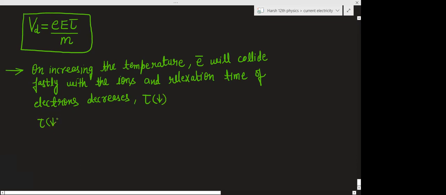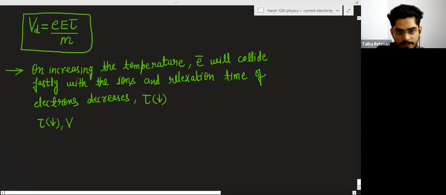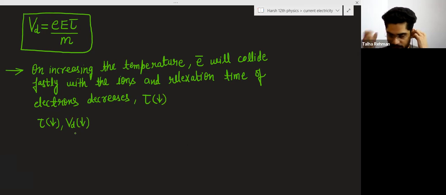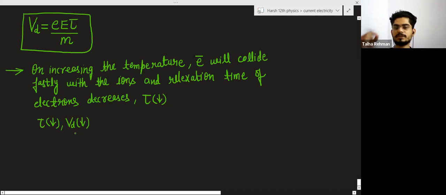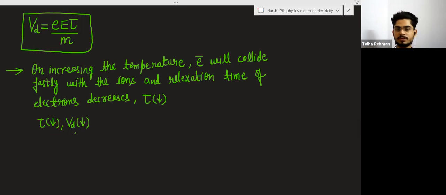Tau decreases. Also this is decreasing, directly proportional, so drift velocity will also decrease in the case of a conductor. So why is the relaxation time decreasing? Because on increasing the temperature, the collision of electrons will become very, very fast, meaning the time for relaxation will decrease.